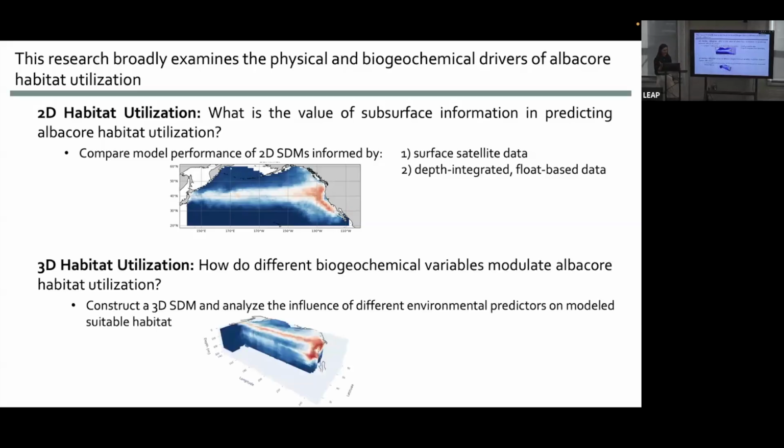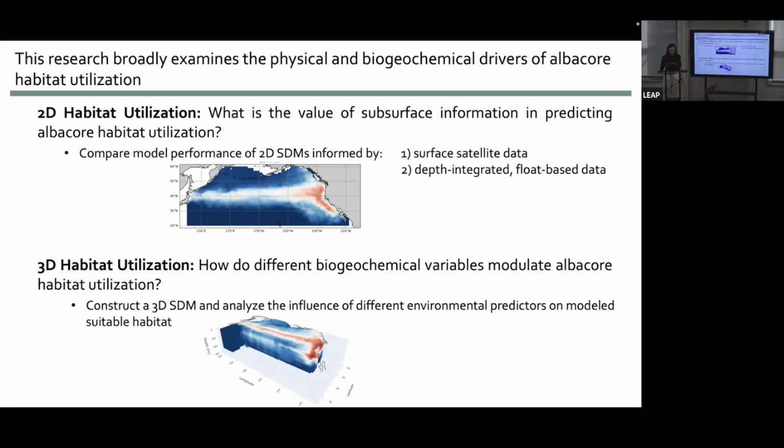Next, we were interested in determining how well we can predict albacore movements in three spatial dimensions. To do this, we created a three-dimensional species distribution model that predicts the probability of occurrence in latitude, longitude, time, and depth. So this is a kind of 3D probability of occurrence model, and we can also analyze the influence of different biogeochemical predictors on suitable habitat with this model.